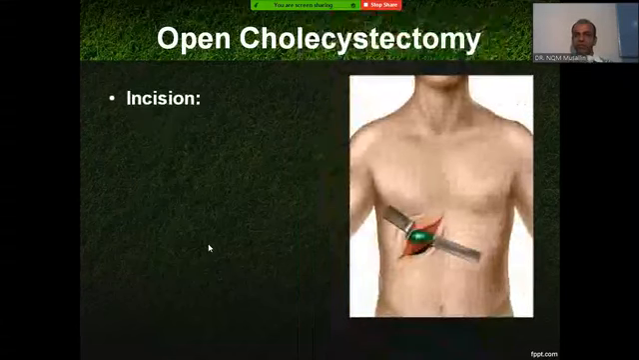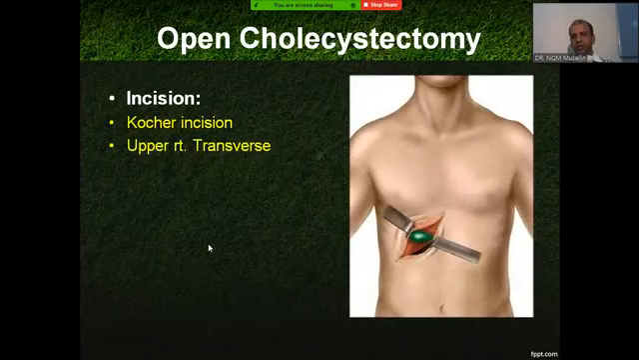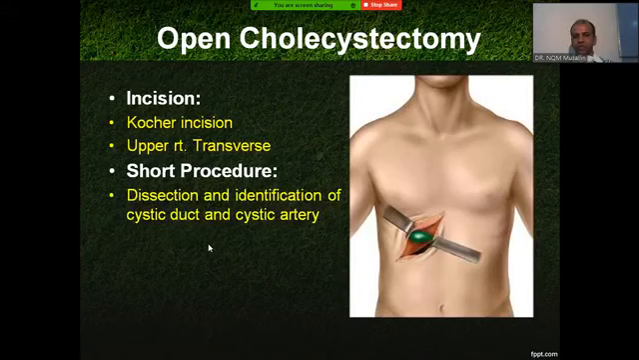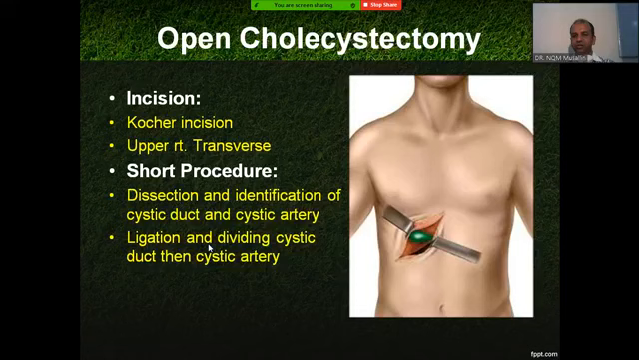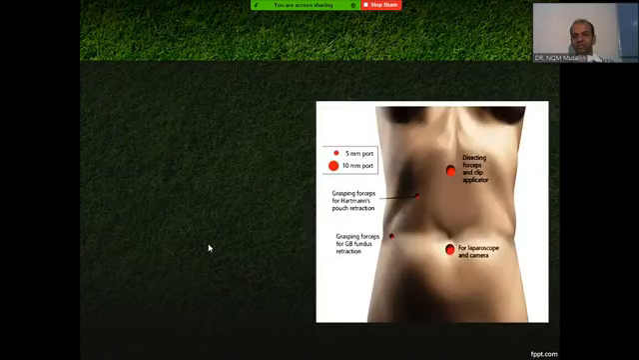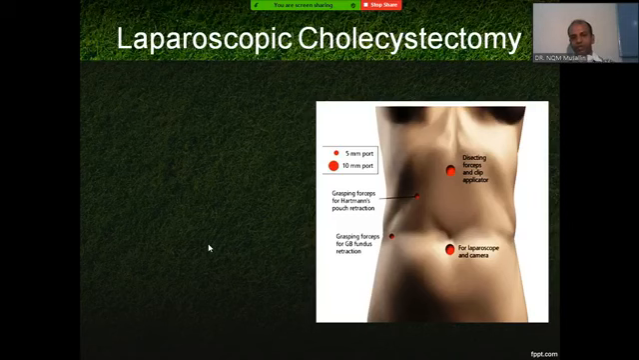Now open cholecystectomy. The open cholecystectomy is done commonly by a Kocher's incision and also an upper right transverse incision. Now we are discussing the short procedure. After entering the abdominal cavity, dissection and identification of the cystic duct and cystic artery, ligation and dividing the cystic duct and cystic artery, and finally dissection of the gallbladder from the liver. So this is open cholecystectomy.